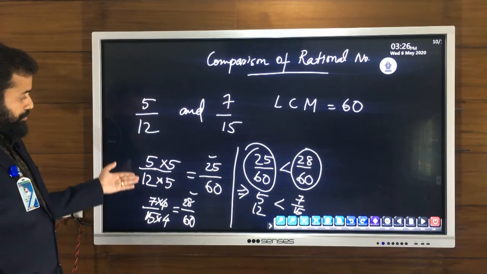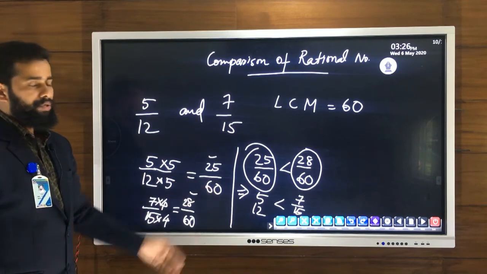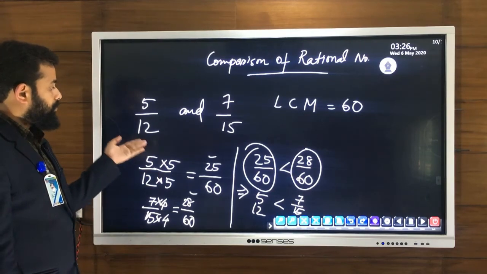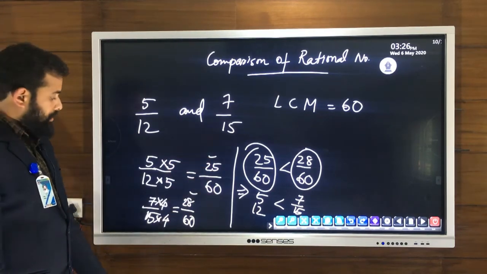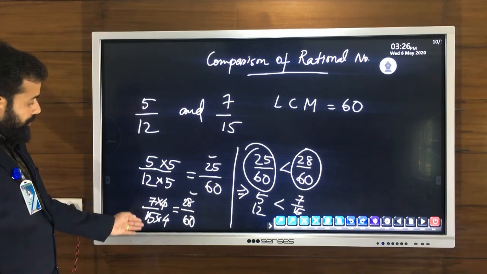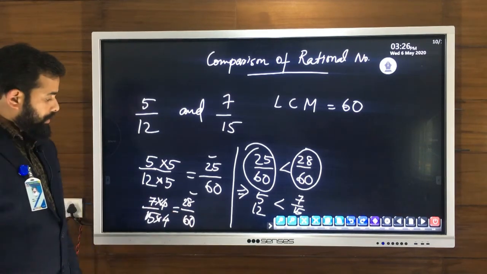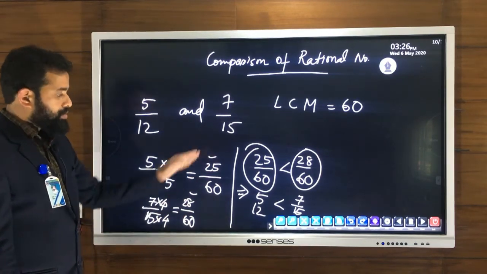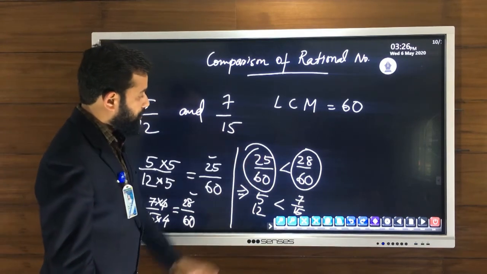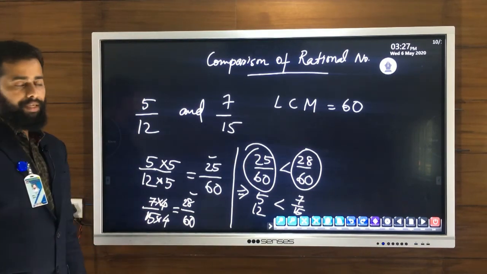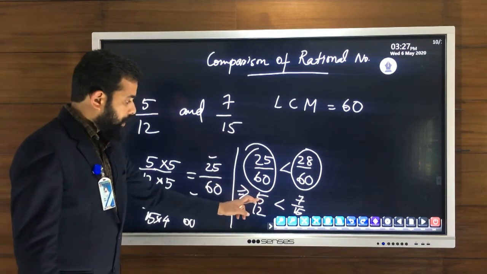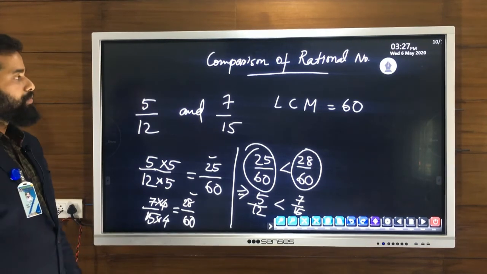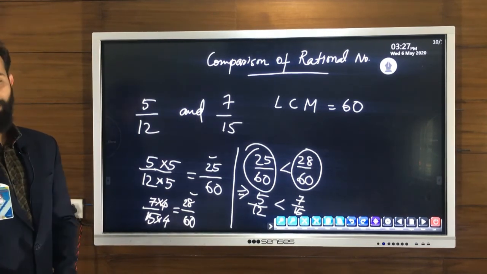The first rational number is 5 by 12. 12 into 5 equals 60. So, the numerator also should be multiplied by the same number: 5 into 5, 25. So, 25 by 60. Next is 7 by 15: 7 into 4 and 15 into 4, because 15 into 4 equals 60. So, 28 divided by 60. Now, comparing the values of the numerators, we write 25 by 60 is less than 28 by 60. That is, 5 divided by 12 is less than 7 divided by 15. That is the comparison of two rational numbers.